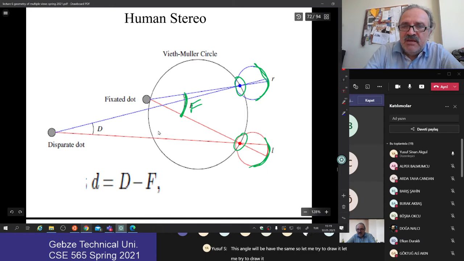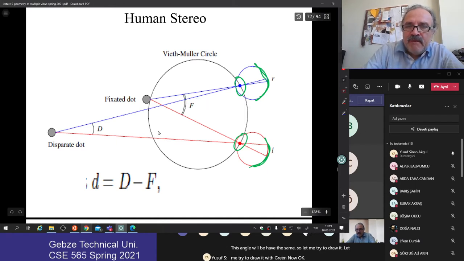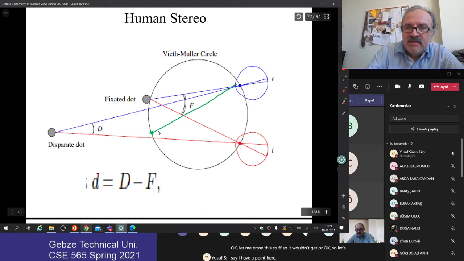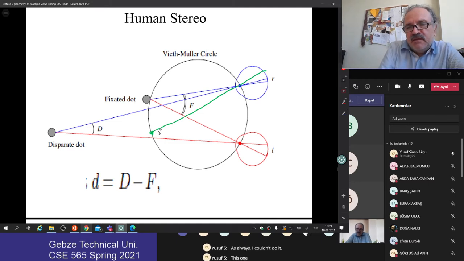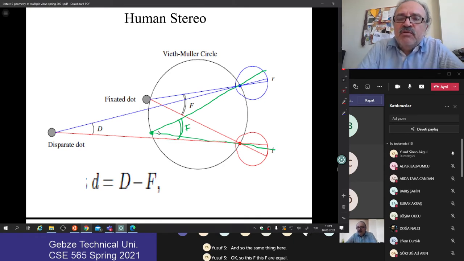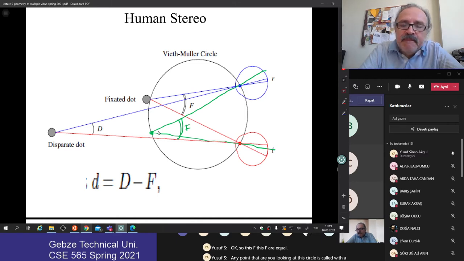Let me try to draw it with green now. Let me erase this stuff. So let's say I have a point here, more realistic. As always, I couldn't do it. This one, and do the same thing here. So this F and this F are equal. Any point on this circle, called the Muller circle, is going to be F.